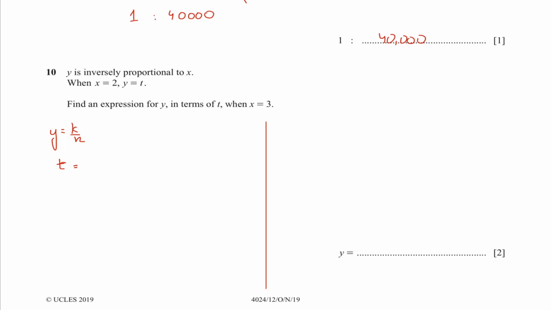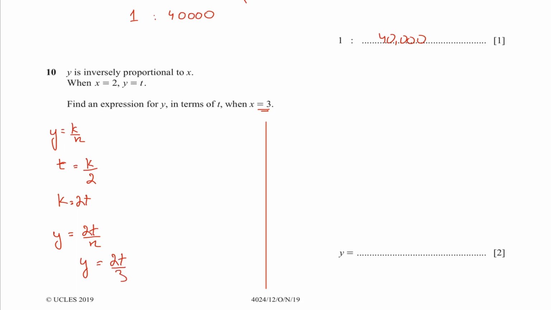So y is t when x is 2, so k is equal to 2t. And then we're going to have y is equal to 2t upon x. Then we plug in the value of x which is given to us and find what y is equal to. So y is going to be equal to 2t upon 3. So this is one method.